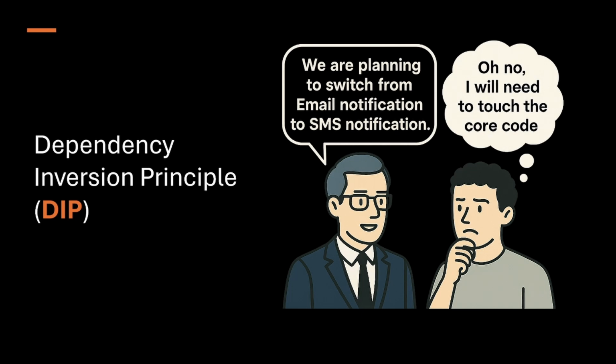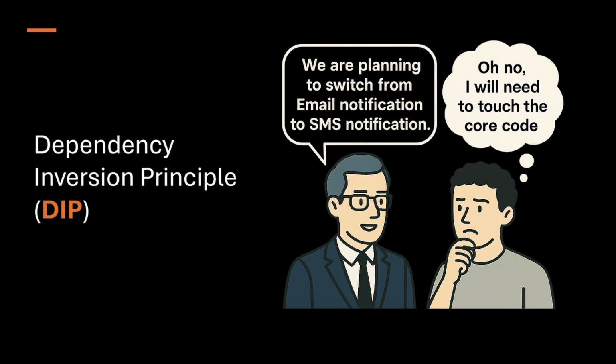Whenever there is a change in the requirement, if you have to touch your core code, this moment captures the pain of not following dependency inversion principle. The core business logic is directly dependent on low-level implementations, in this case email notification. This means even a small change in notification type forces you to change your core code base, increasing risk, reducing maintainability, and violating even the open-close principle.